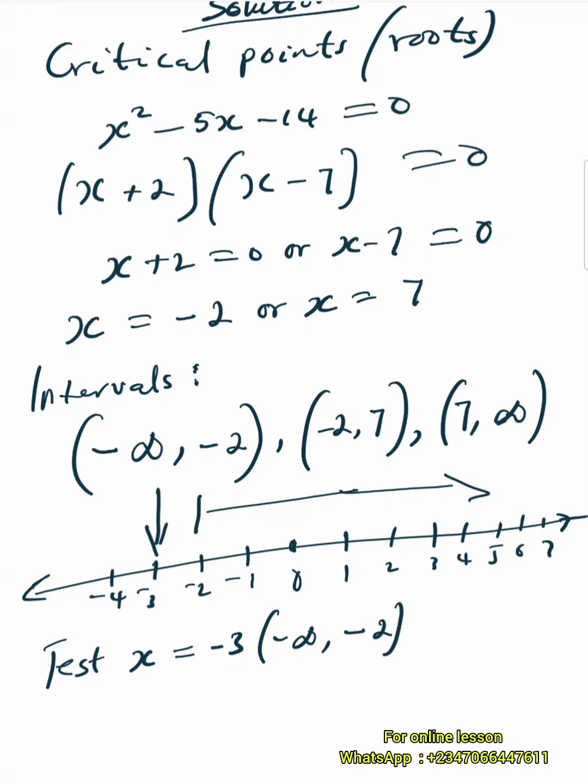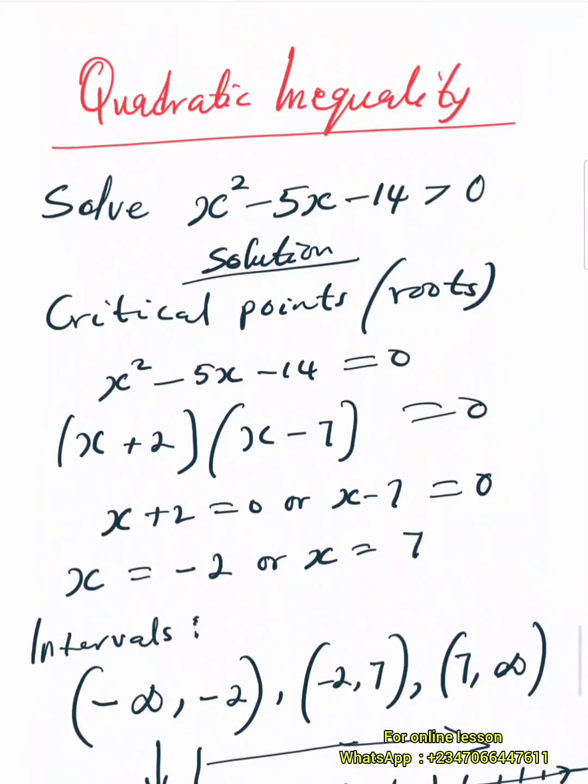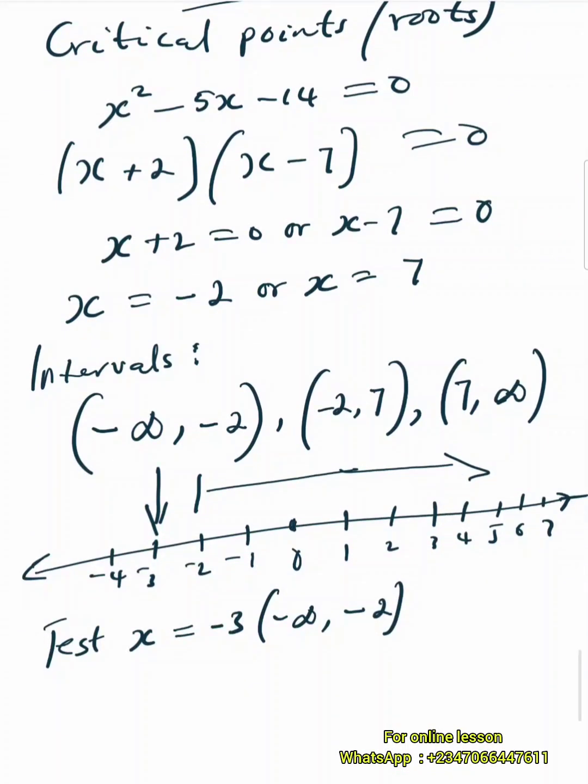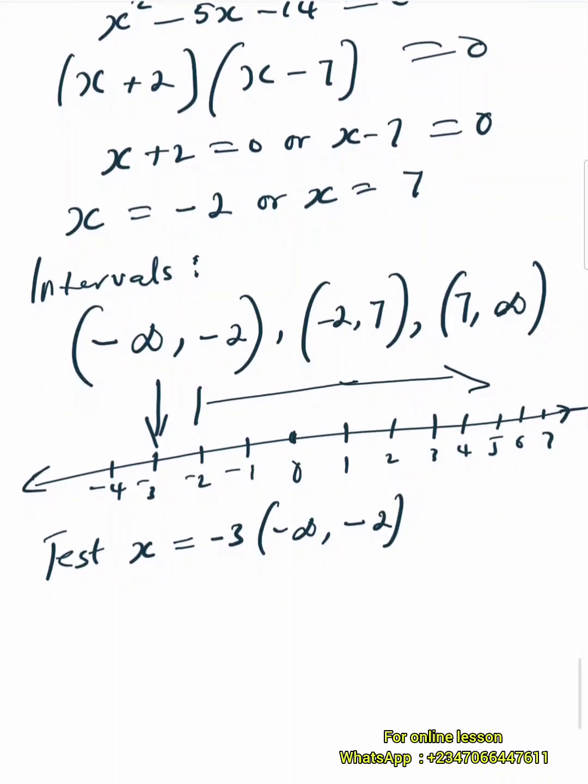Now, what you need to do is plug it into the original expression. We need a positive result. It must be greater than 0. If it gives you a positive value, it means the set of values there can be taken. Now put -3 into that expression, which is x squared minus 5x minus 14. Remember, it will be squared like this.